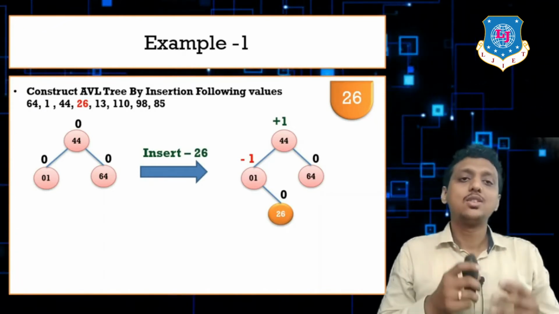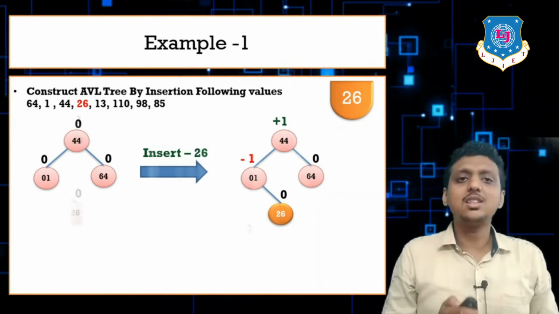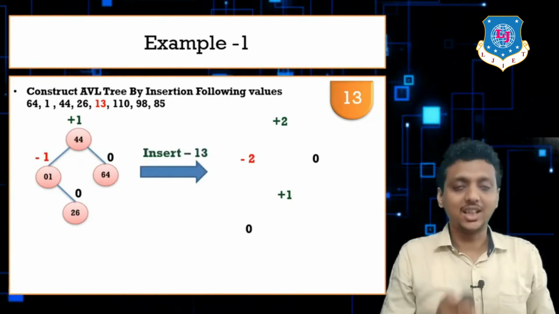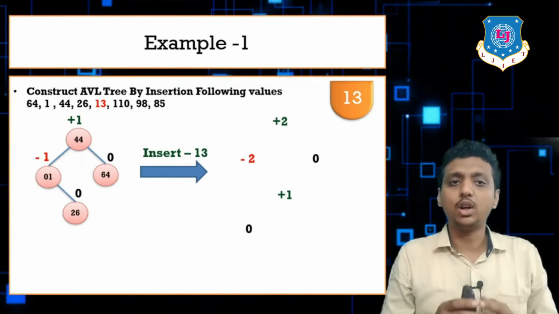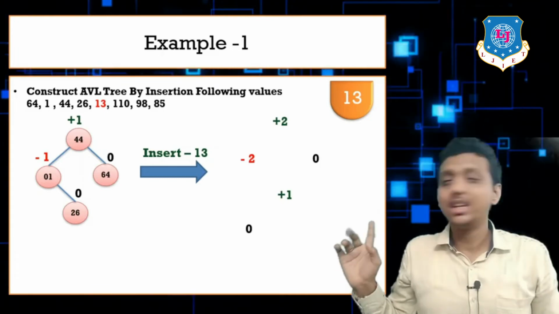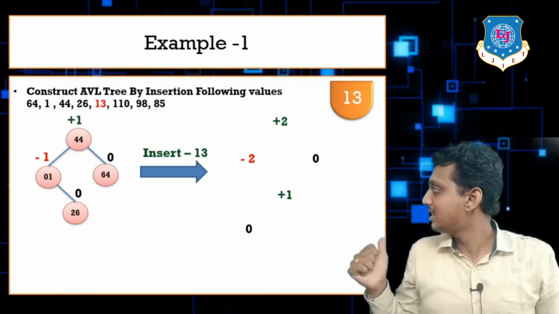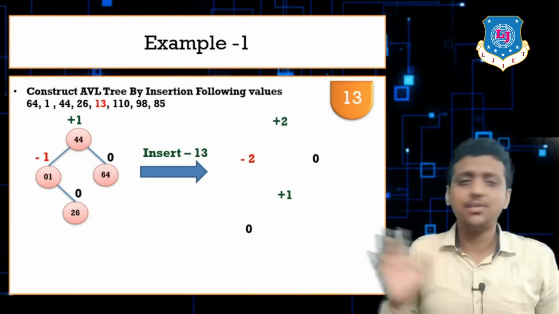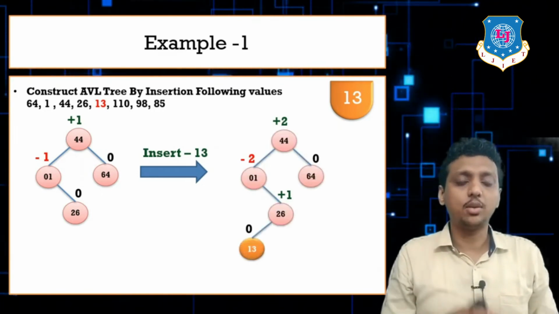Okay, so let's start with another insertion operation. In this same figure, if I'm going to insert the next value, students, we have 13. So if I want to insert 13, then what happens? Let's check it out. 13 will be inserted on the left side of the 44. Then it is greater than 1, so it moves towards the right side of the 1, and it is less than 26, so it moves towards the left side of 26. So here the 13 will be inserted on the left side of the 26.